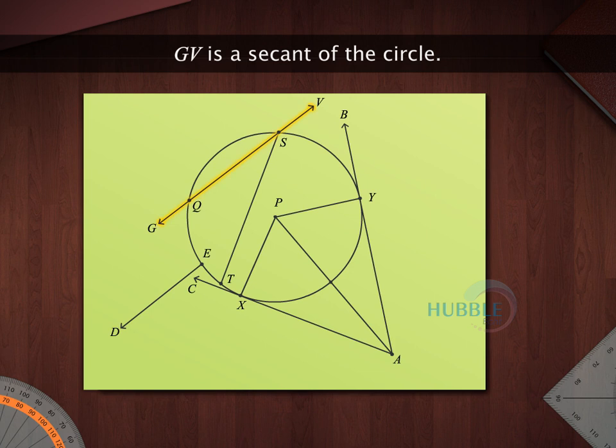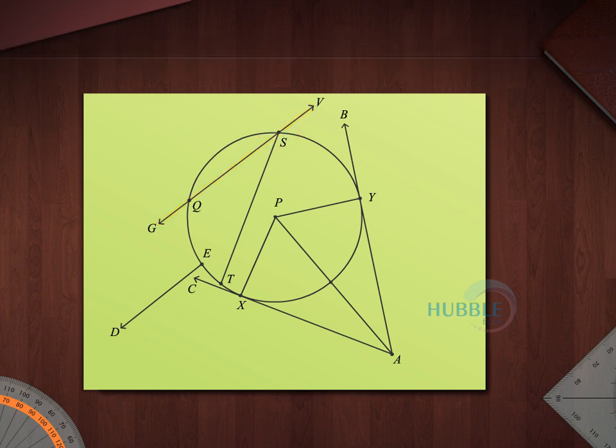Line GV is a secant of the circle because it intersects the circle at 2 points, Q and S, such that some portion of the line is inside the circle and some portion lies in the exterior of the circle. Notice that the portion that lies inside the circle, that is segment SQ, is a chord. Note that ST is a line segment that has its endpoints on the circle. Thus, ST is a chord and not a secant.